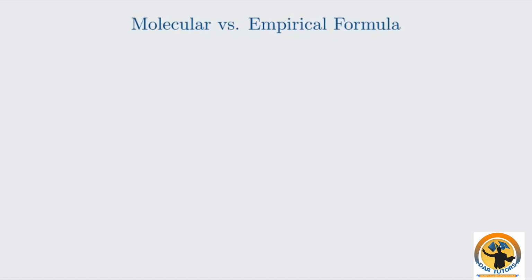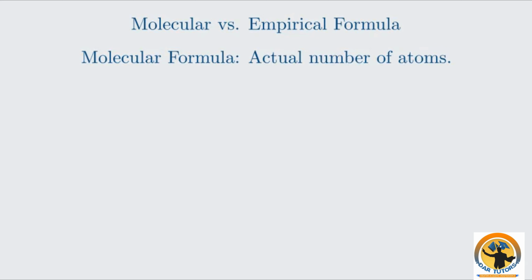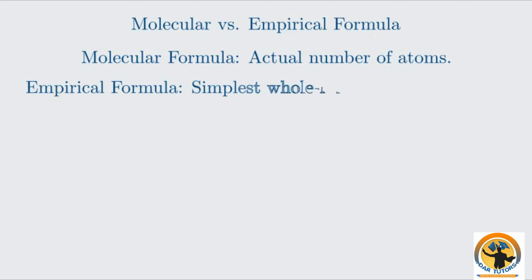Next, we will explore the concepts of molecular and empirical formulas. The molecular formula shows the actual number of atoms of each element in a molecule. The empirical formula, on the other hand, shows the simplest whole number ratio of atoms in a compound.